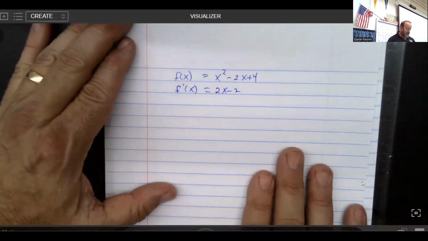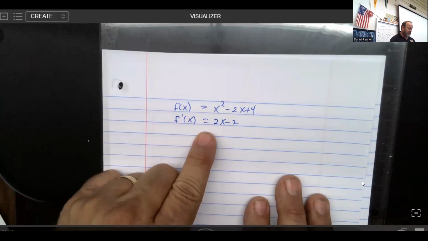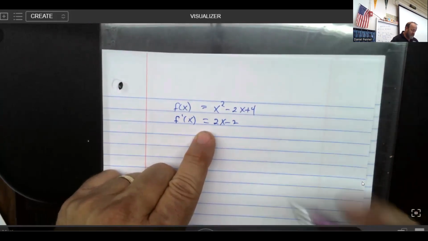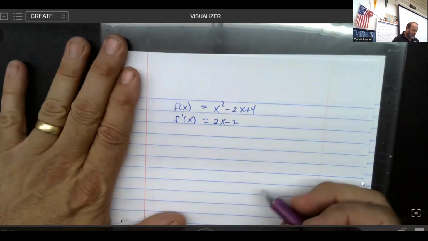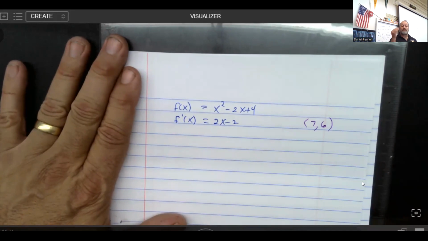So back to our story here. So let's say I had this one right here. I had the equation x squared minus 2x plus 4. I already know my slope is 2x minus 2. And so what I wanted to do is I wanted to incorporate the coordinate (7, 6), and I wanted it to be normal, which means it's an opposite and reciprocal slope.